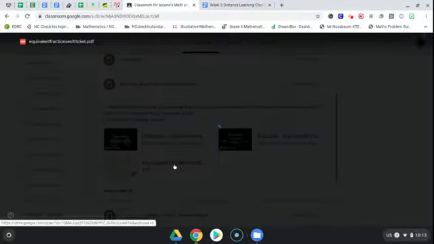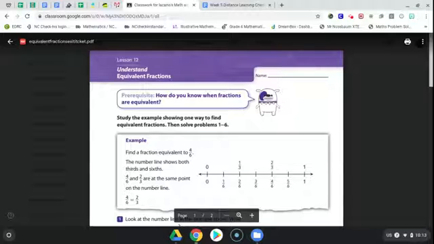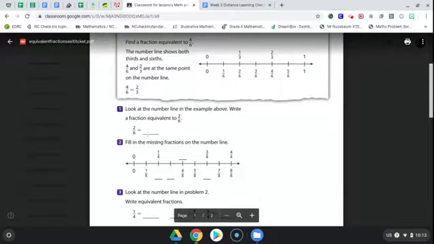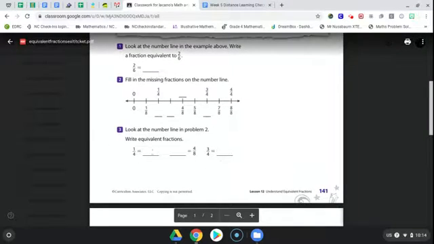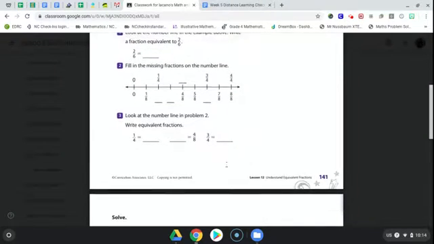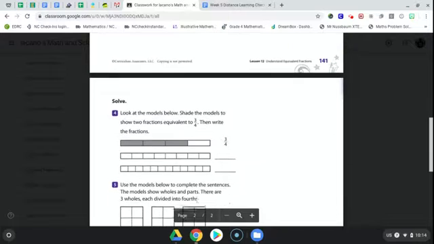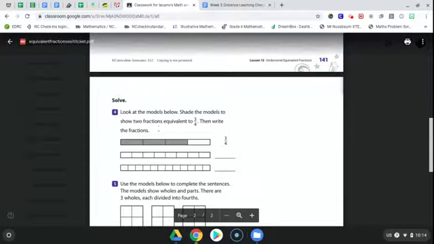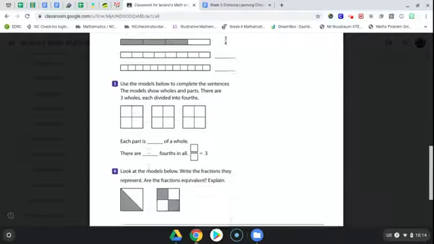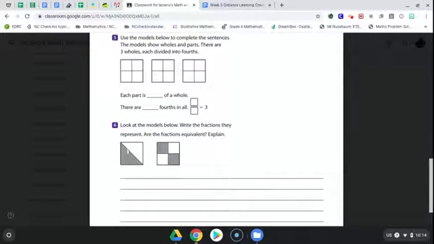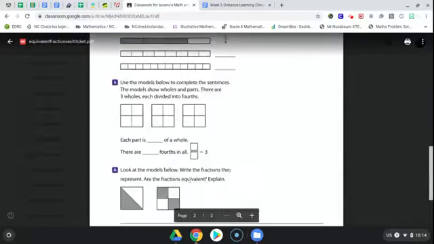And then you'll come to the equivalent fractions exit ticket. Now it's going to look a little bit different. You're going to read what this says, and then you're going to answer number one. Answer number two, the blanks are what you're supposed to be filling in. You'll answer question three. There are 3 different parts to question 3. Number 4, you will read, and then you will label the fractions. Number 5, same thing. And then number 6, you're going to have a little bit of a written response.